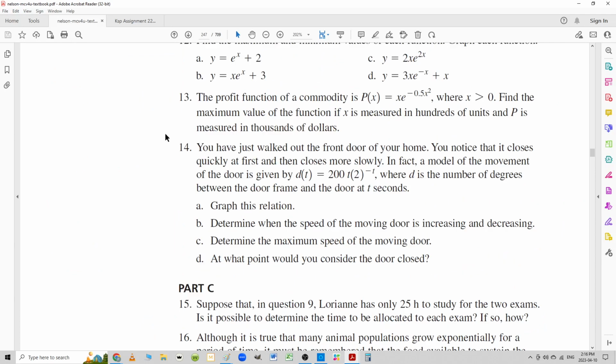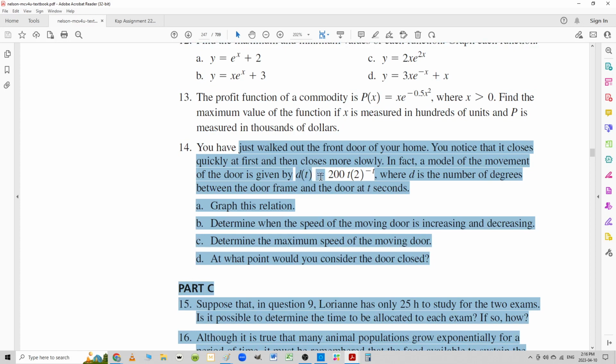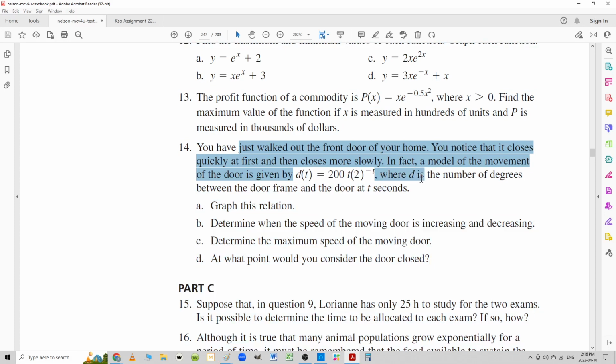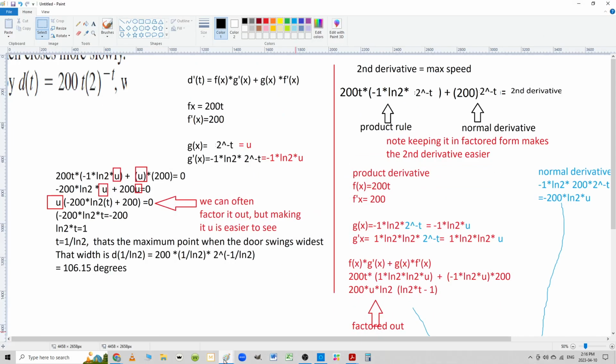And it's right here. You have just walked out the front door. So this is a door swinging open that's measured. You notice that it closes quickly at first, then closes more slowly. In fact, a model of the movement is given by D based on time is equal to this, where D is the number of degrees between the door frame and the door. Okay, so let's look at a visual of that.